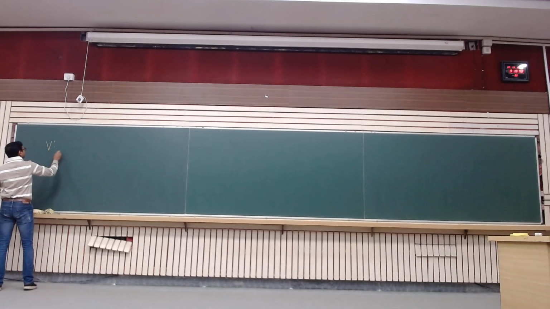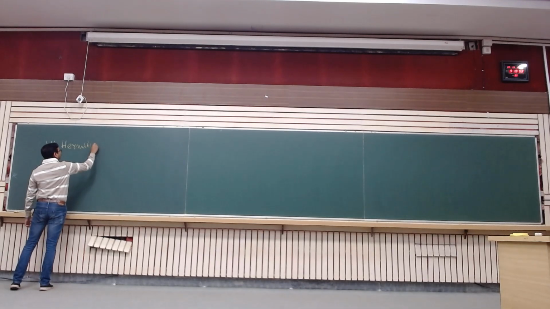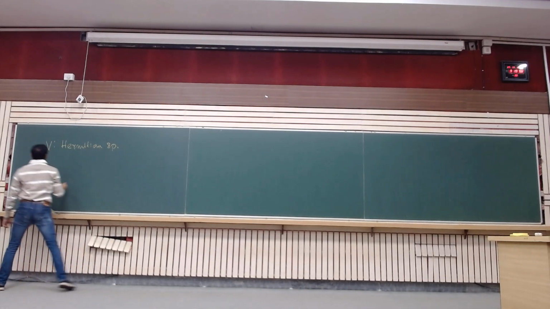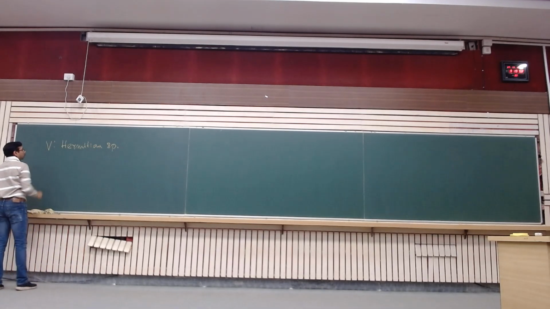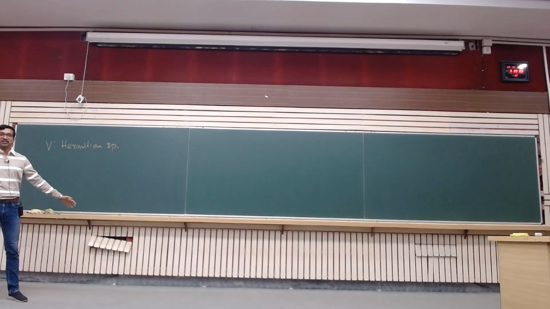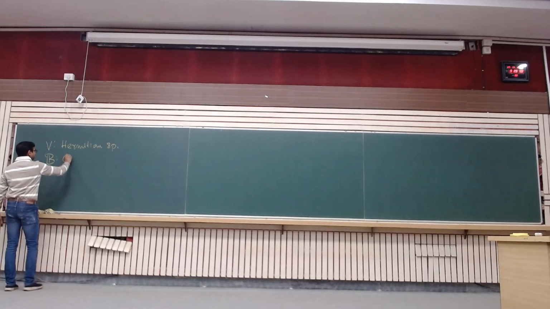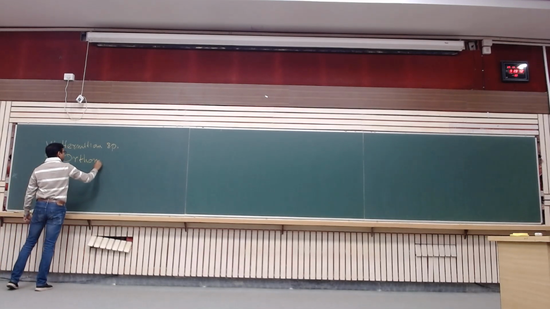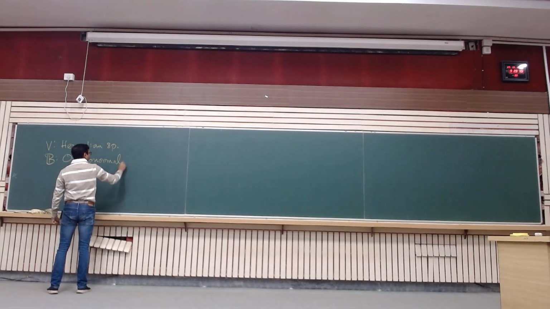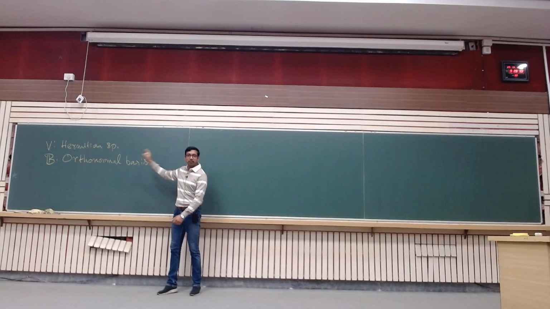Let V be a Hermitian space. Given a Hermitian space, we already know something about this. What is that? Exactly, yes. There exists an orthonormal basis, because a Hermitian space means the form is not only Hermitian, but it is an inner product. That is, it's a positive definite form.